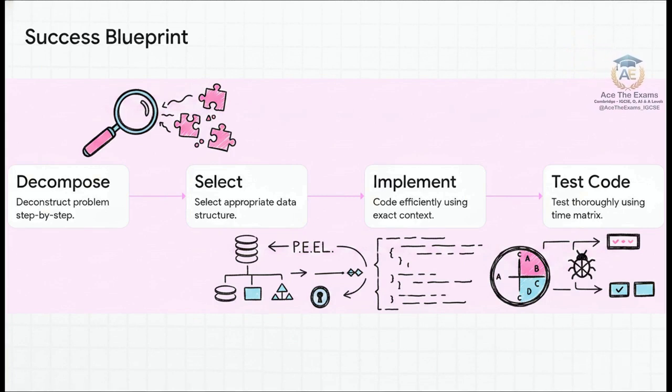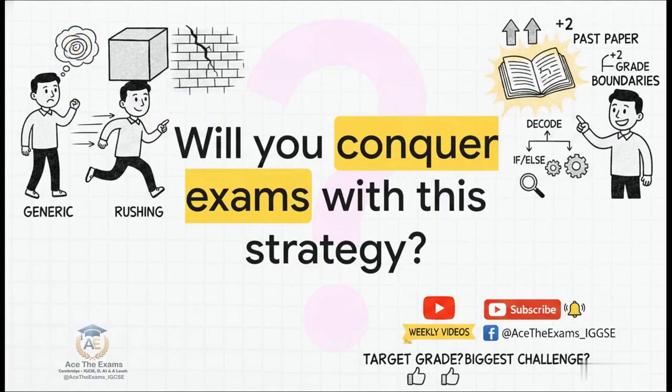Now listen, students who implement these computer science strategies see an average improvement of 2 grade boundaries, but only if they practice consistently with our weekly explainer sessions. So the next time you open a past paper and the clock starts ticking, which student will you be? Will you be Alex falling into the generic answer trap? Will you be Sam rushing past the boundary conditions? Or will you apply the method mark strategy to confidently conquer your exam?